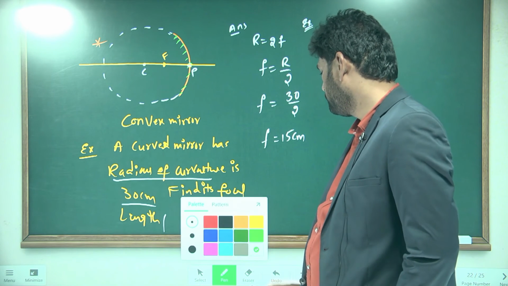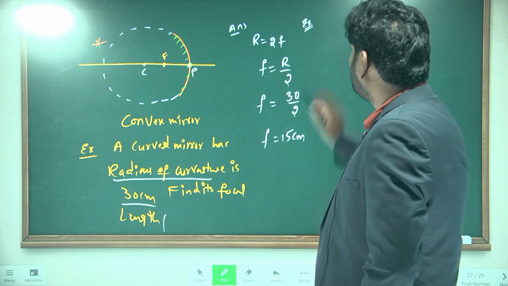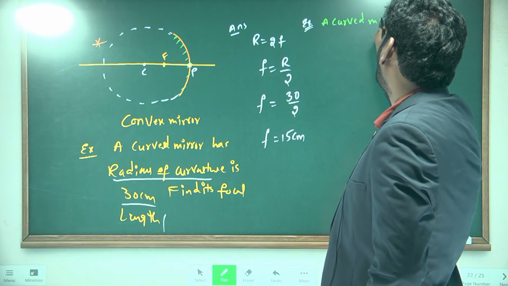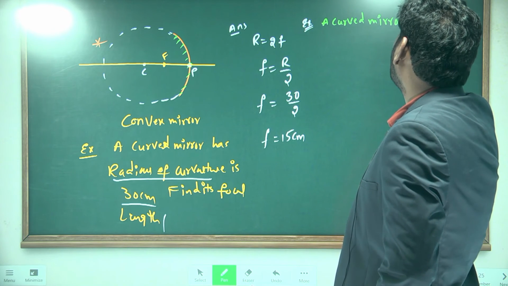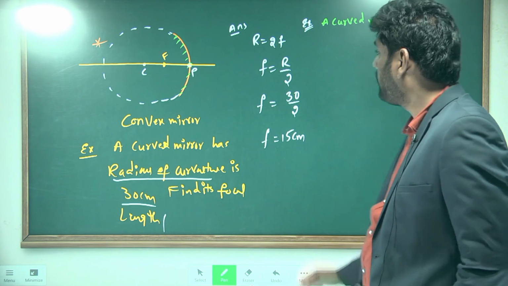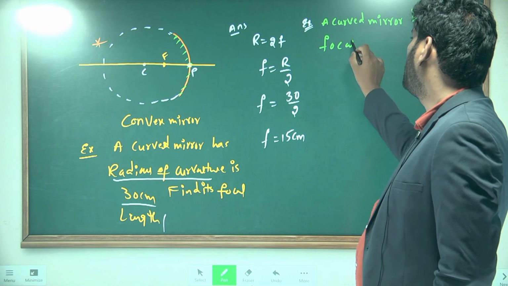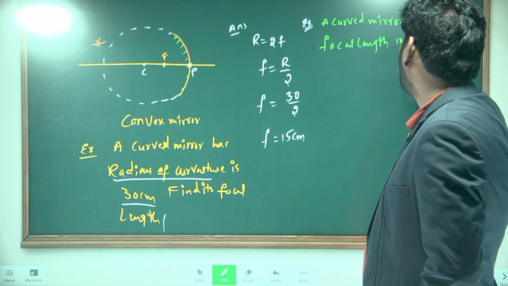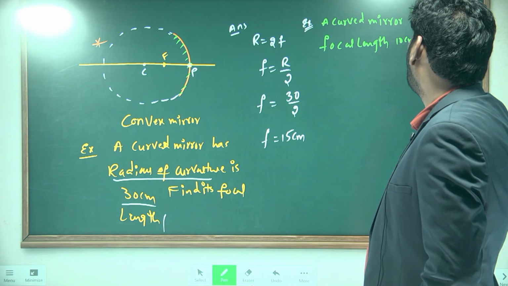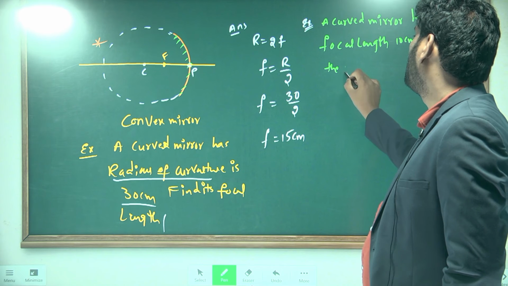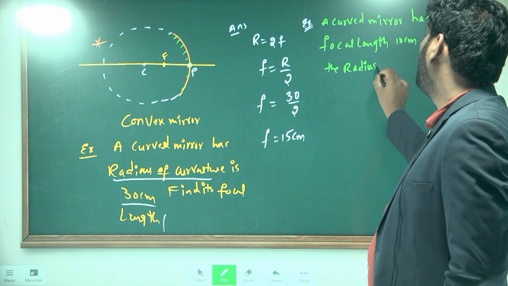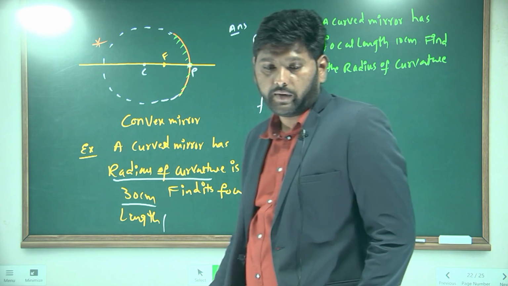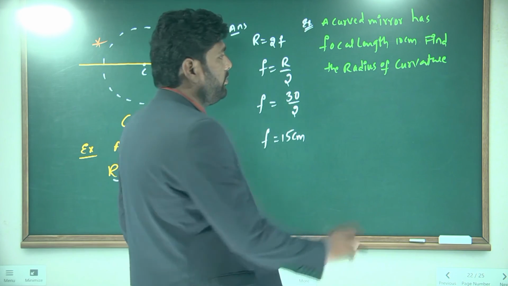And next, one more example problem I will give. Write down: a curved mirror has a focal length of 10 centimeters. Find the radius of curvature of the curved mirror.